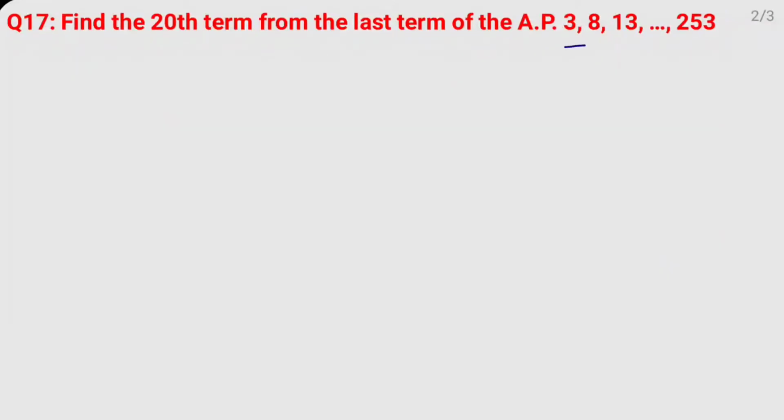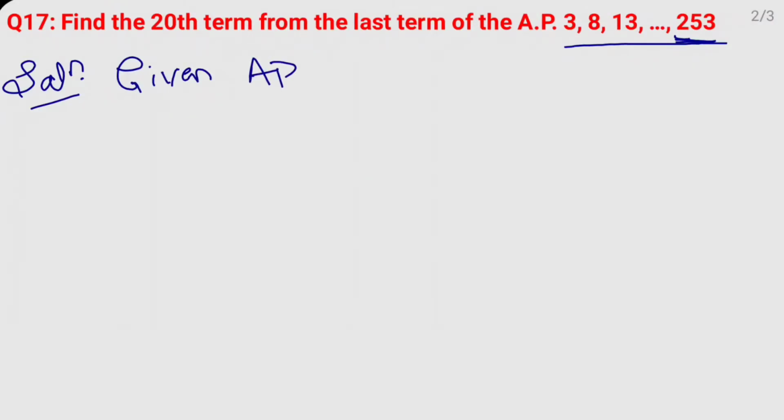So here they have given an AP. In this AP the first term a is 3 and the last term is 253, and here we want to find out the 20th term from last. So let me solve here. Solution. Given AP is 3, 8, 13, and so on, 253.